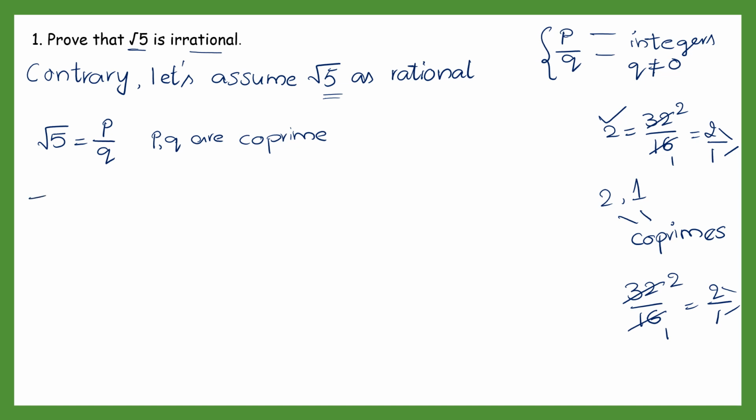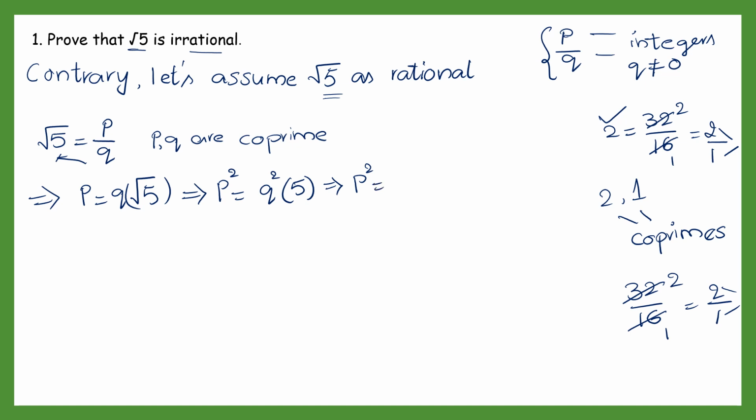So now you can write p is equal to q into root 5. If q goes to the left side, it will become multiplication. P is equal to q into root 5. That means p square is equal to q square into 5. That means p square is equal to 5q square. Okay.